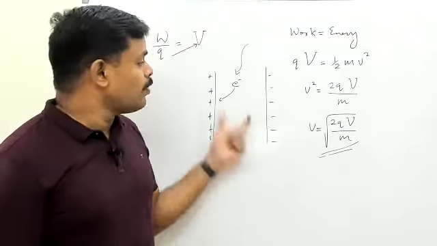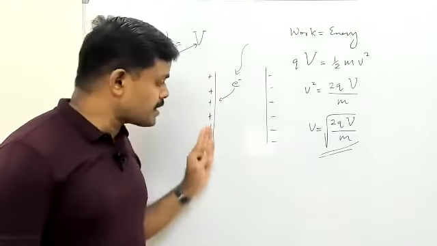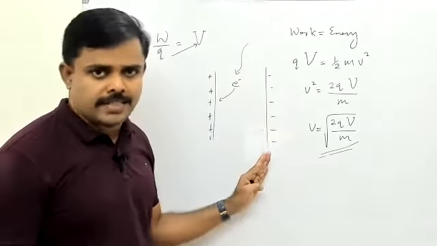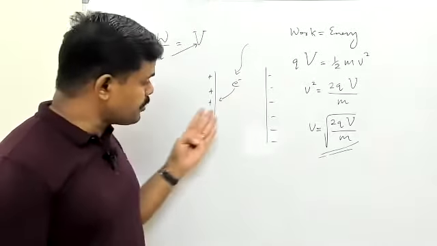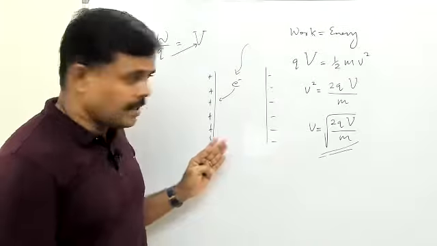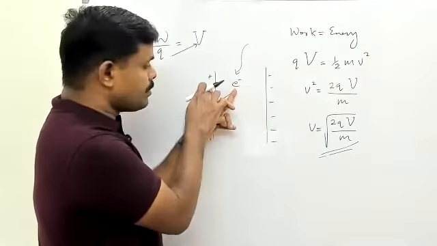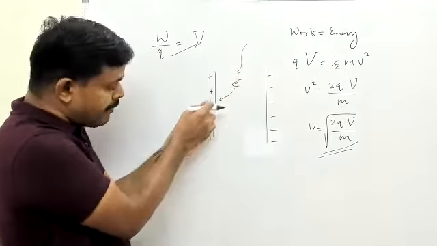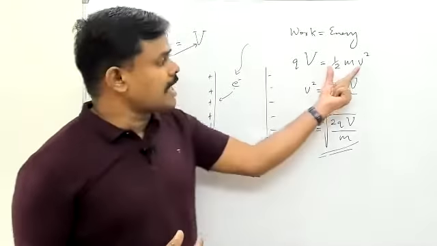Repeating one more time, we have a potential well. Potential well means one plate is positive, the other plate is negative. And an electron jumps into this well. What happens? The electron is pulled towards the positive plate. Why? Electron is negative. Negative is repelled by negative, attracted by positive. So the electron will move to the left, and then it gets a kinetic energy. Kinetic energy is half mv square.